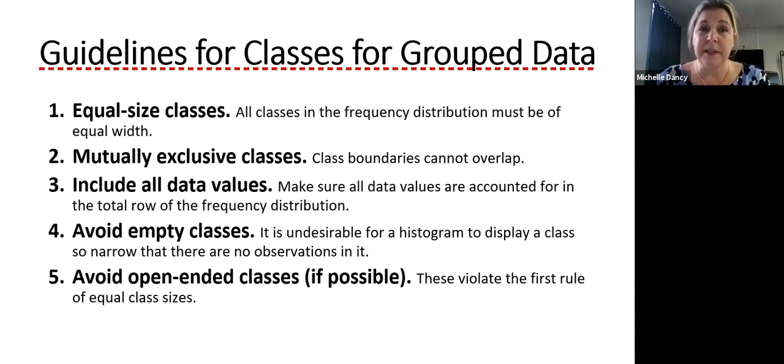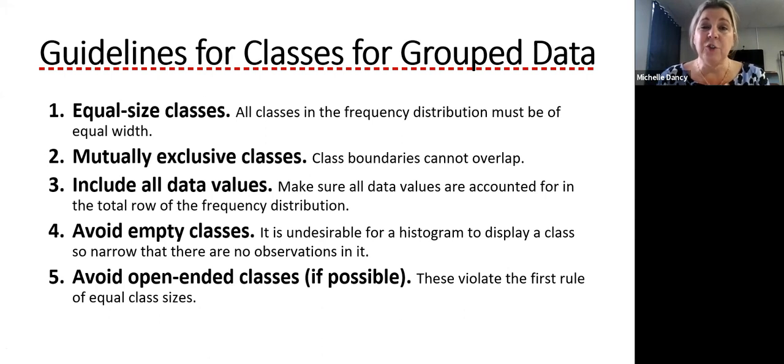And we're going to work a problem in a second. All classes need to be mutually exclusive, which means if our first class is 1 to 3, then our second class can't be 2 to 4, because the number 2 falls between 1 and 3, and it falls in the other class of 2 to 4. And one data point cannot go in 2 different classes. So therefore, the classes have to be mutually exclusive.